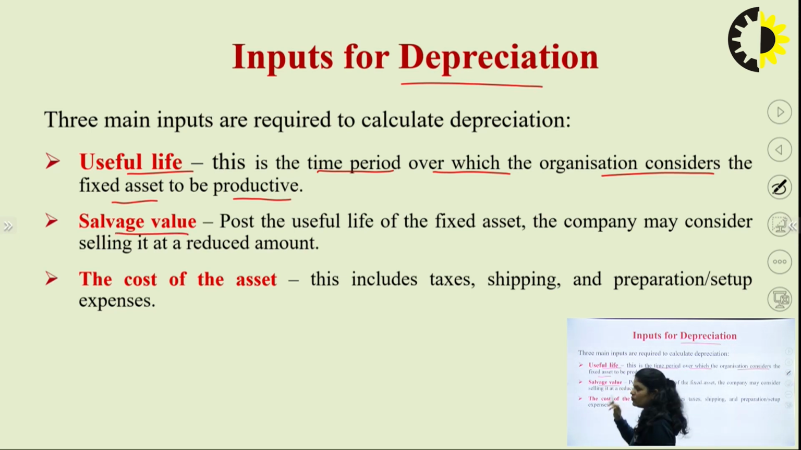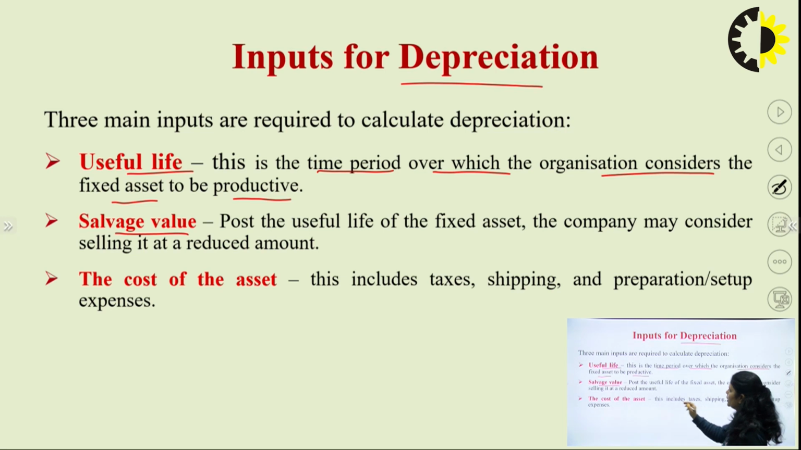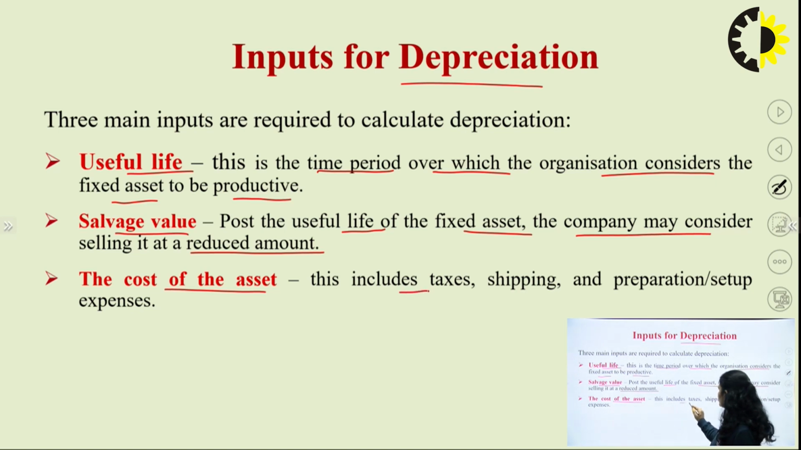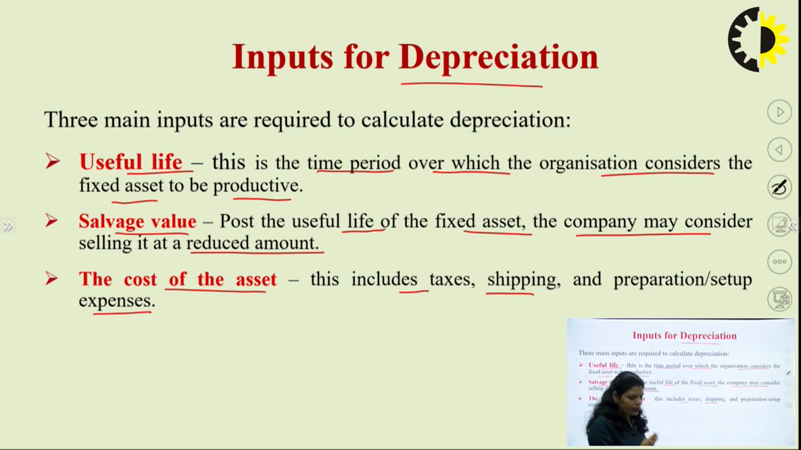Then we have the salvage value. Salvage value is basically, after the useful life, the company may consider selling the fixed asset at a reduced amount. That particular reduced amount is the salvage value of that asset. Now we come to the cost of the asset. What will be the cost of the asset? This will include the taxes, shipping, and preparation and setup expenses. This will also be included in the cost of the asset. So these are the inputs for depreciation.